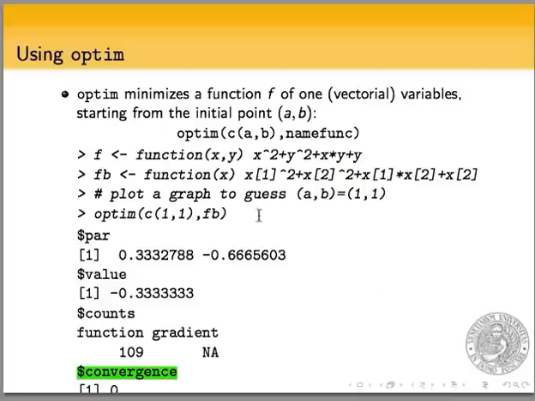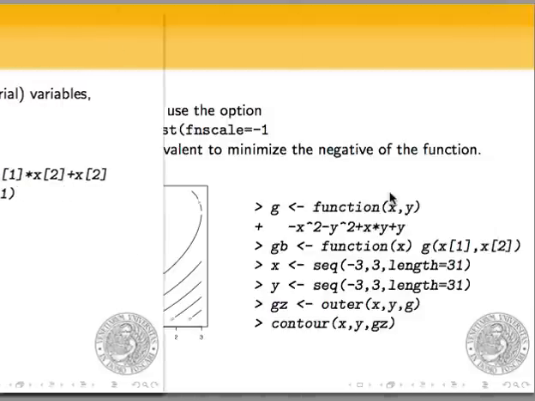So to sum up, in order to minimize a function, you have to define the function again. It must be a function of one vectorial variable x, and then you have to pick a reasonable and good initial starting point for the optimization problem.